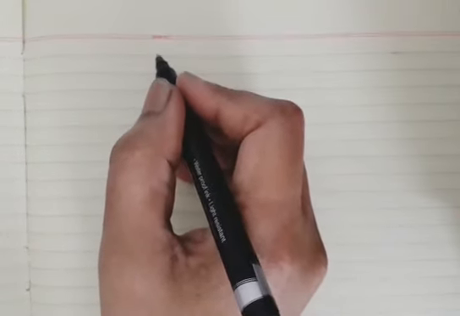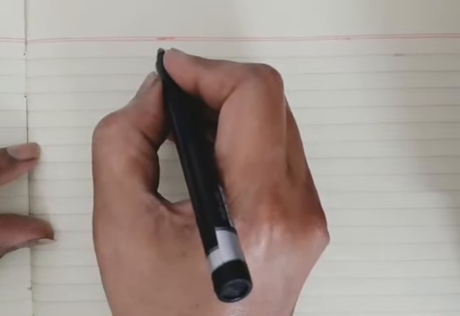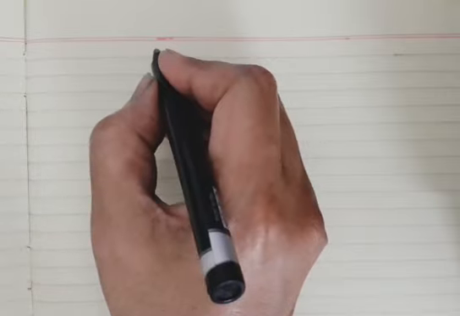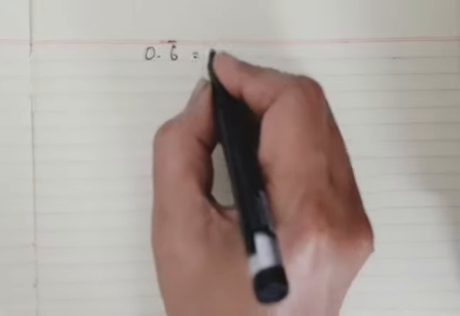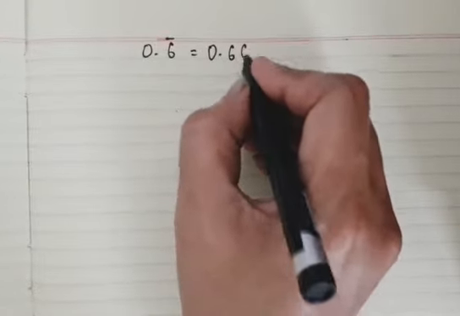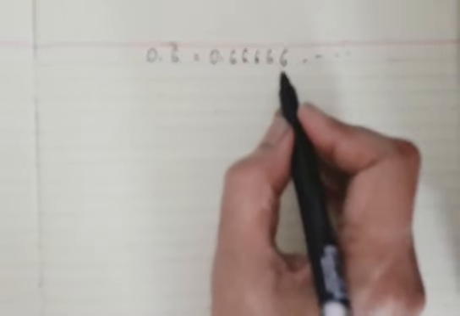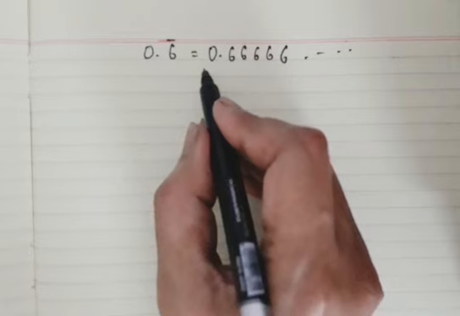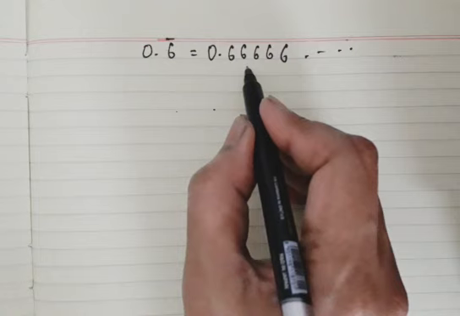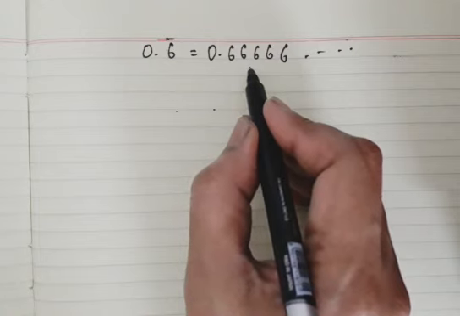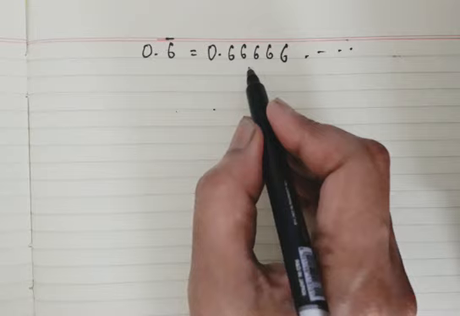Hello children, in this video let us discuss how to express a repeating or recurring decimal in p by q form. Repeating, so 0.6 bar, that is the same as writing 0.666 like that. So how to write it in p by q form? Since this repeating decimal is a rational number, obviously it can be expressed in p by q form. So let us see how to express it.